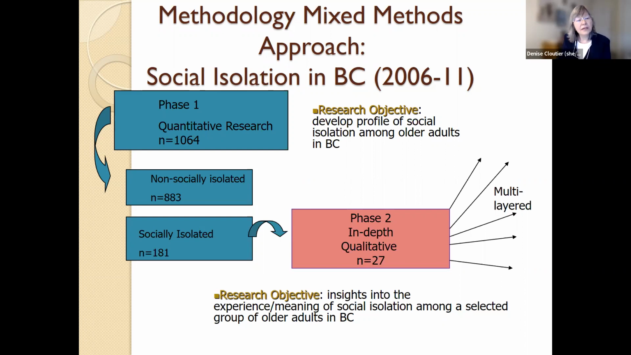Through that process in the first phase, we identified that 181 in the sample were at risk of social isolation, according to that Lubben scale. That was about 17% of the entire sample. In the second phase, we undertook qualitative interviews with 27 of them randomly selected from the 181. In that qualitative phase, we were interested in understanding the experience of social isolation among this group of older adults who were defined according to the Lubben scale as being at risk.